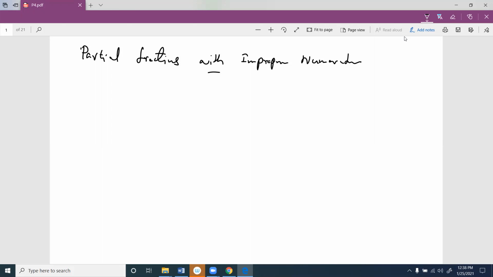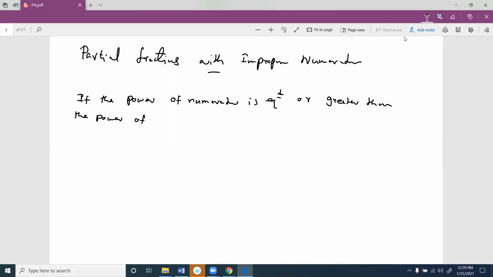For example, if the power of the numerator is equal to or greater than the power of the denominator, we must divide before the partial fractions. That's a requirement. What to do?